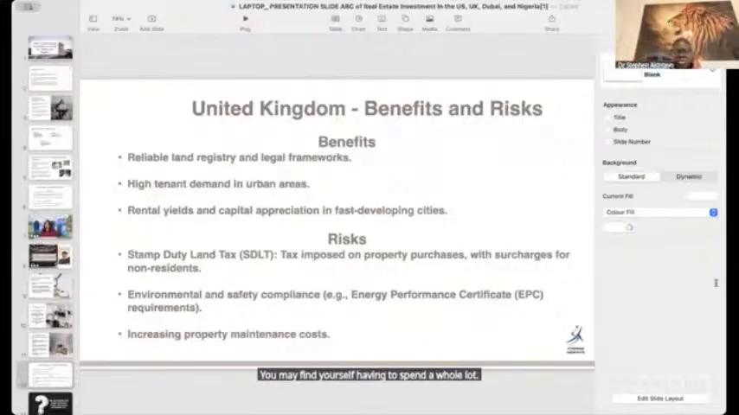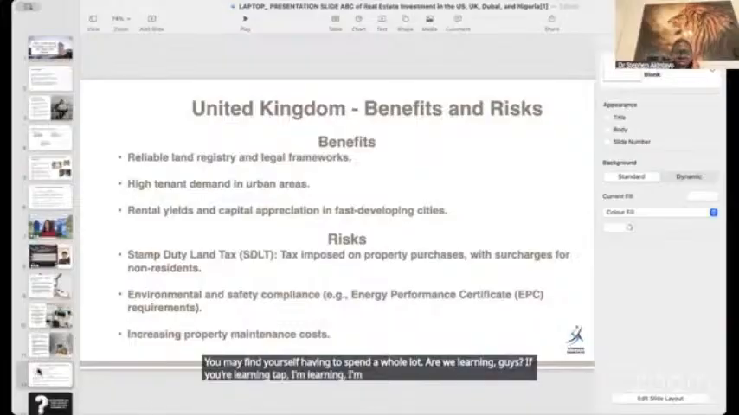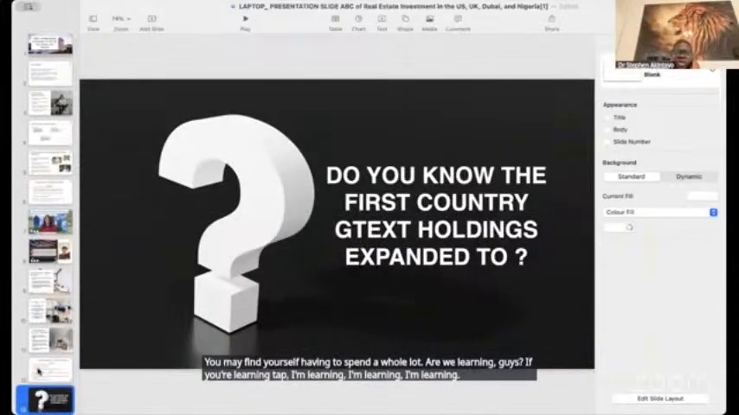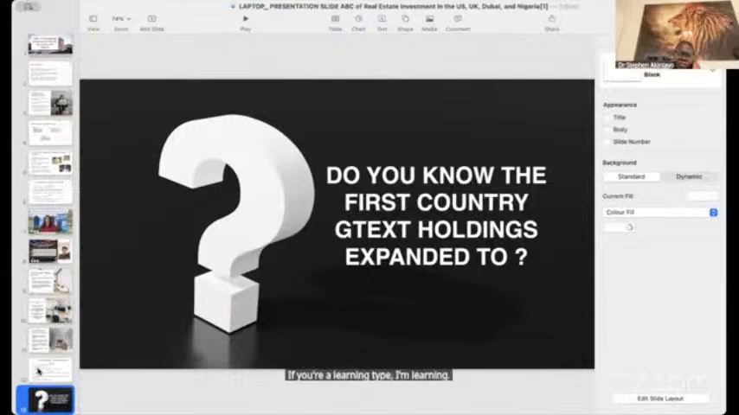Are we learning, guys? If you're learning, type I'm learning, I'm learning, I'm learning.